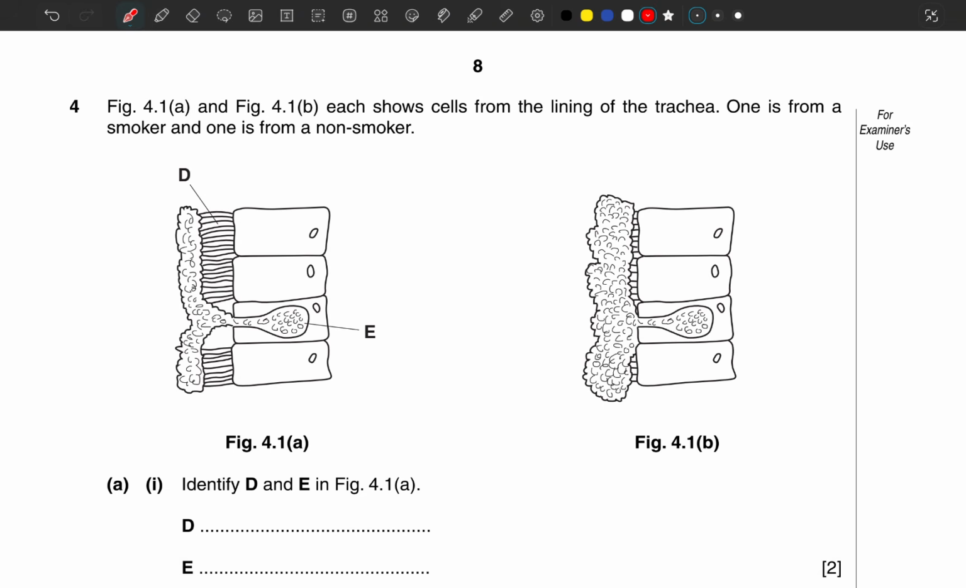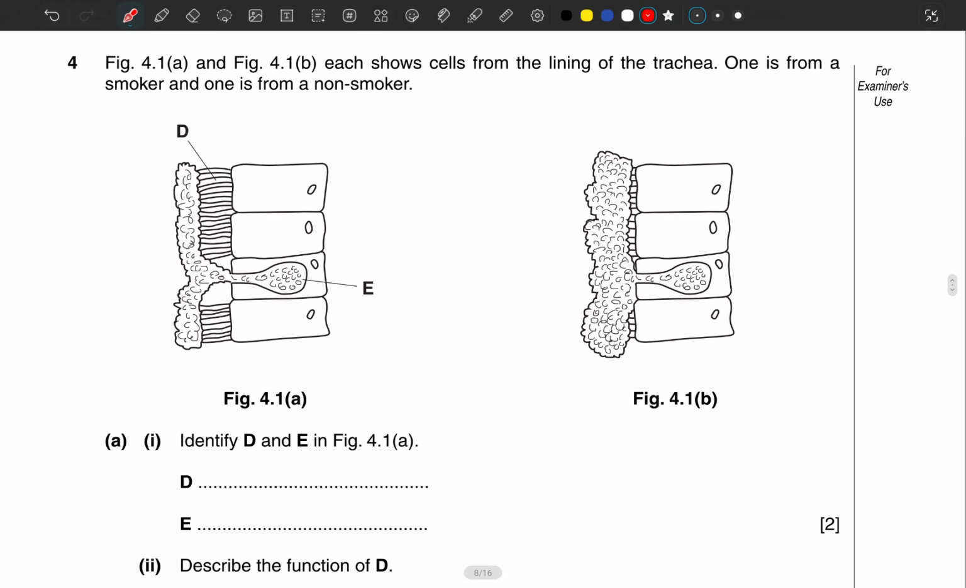We have two figures here, figure 4.1a and figure 4.1b. Each shows cells from the lining of the trachea. One is from a smoker and one is from a non-smoker. They have given that one is from a smoker and one is from a non-smoker. I think even from the diagrams you can tell. You can see these are larger, but look, this thing is bigger. This one is smaller. I think from here you can categorize which one is coming from a smoker and which one is coming from a non-smoker.